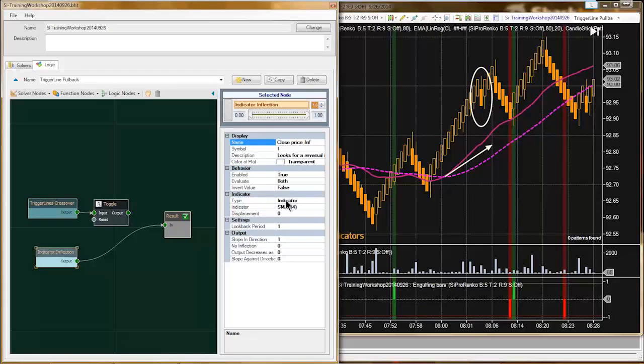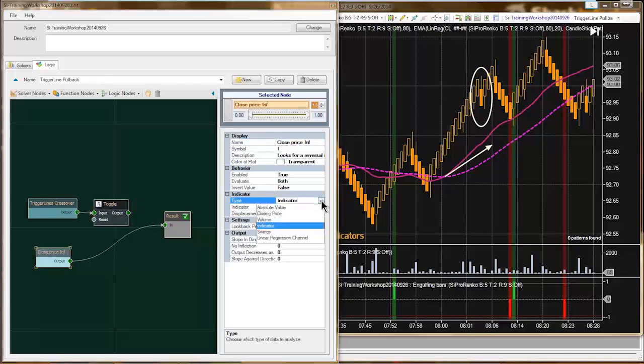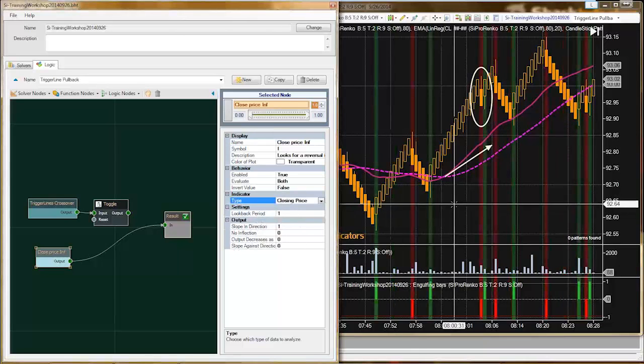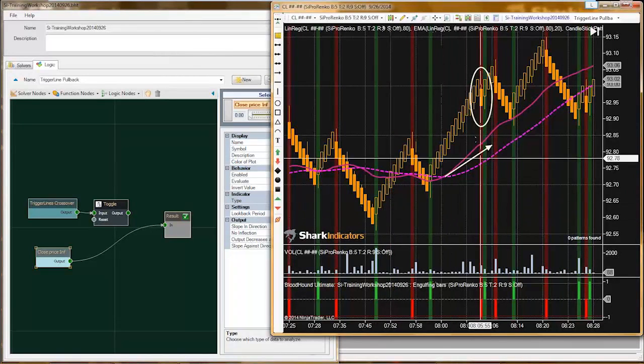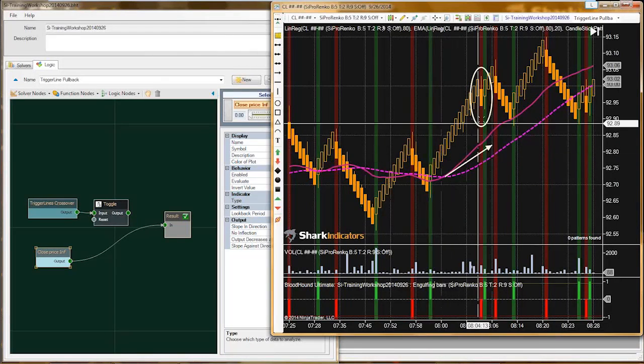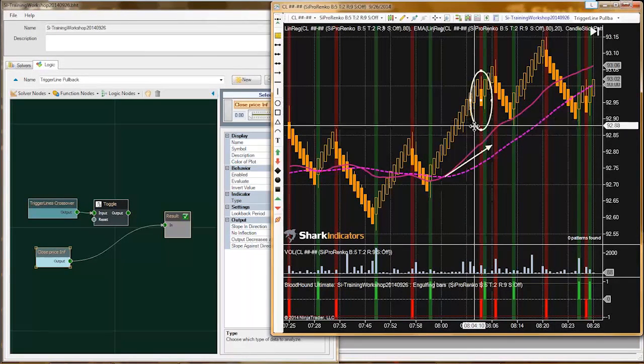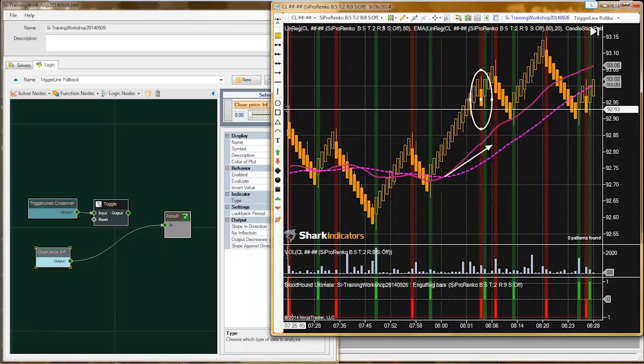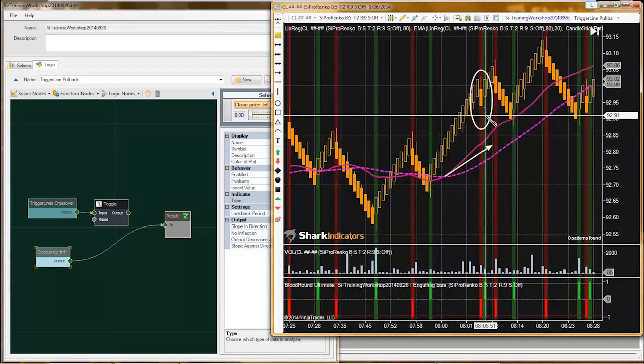Right, so we're just going to look at the closing price and see when the closing price inflects or reverses. Right, there we go. So we can see every time price reverses, we get a signal. So in this case, this first pullback, we can see as soon as price reverses, we're getting a long signal out here.